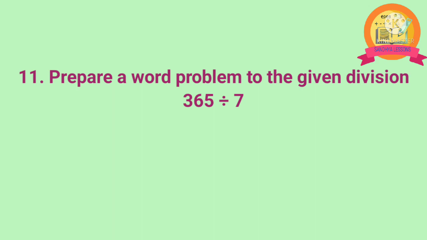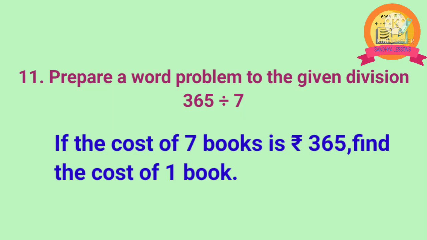11th problem. Prepare a word problem for the given division, 365 divided by 7. We have to prepare a word problem for the given division. If the cost of 7 books is 365 rupees, find the cost of 1 book.